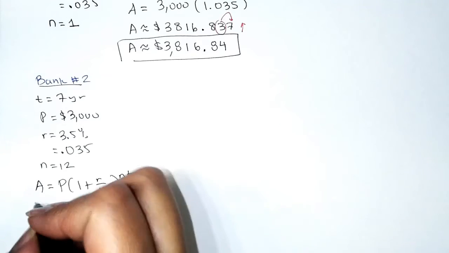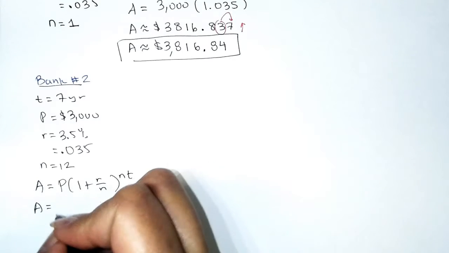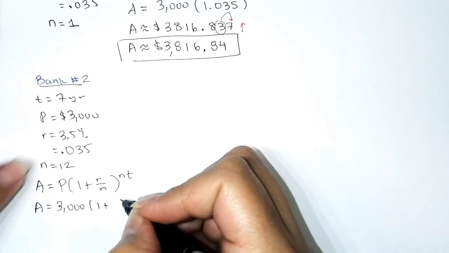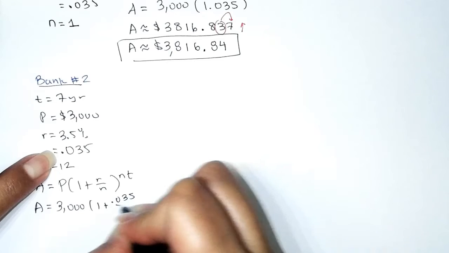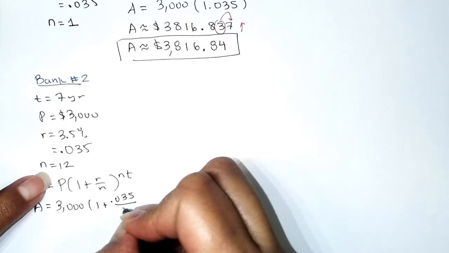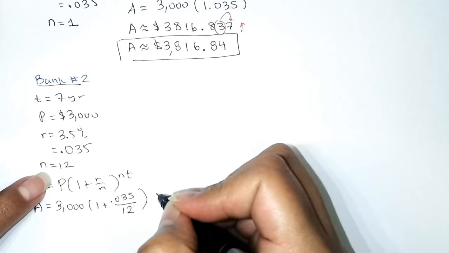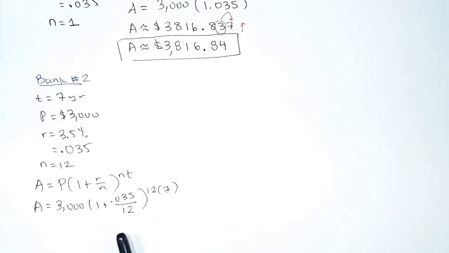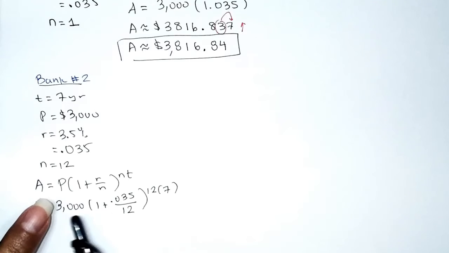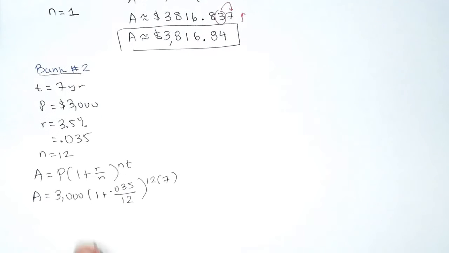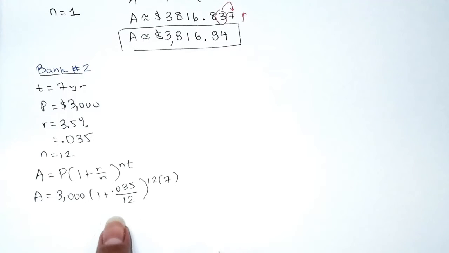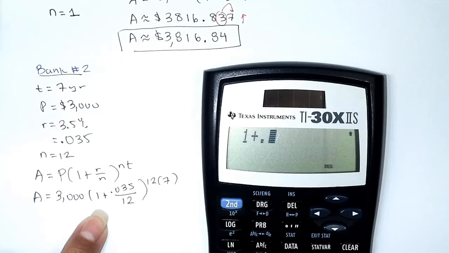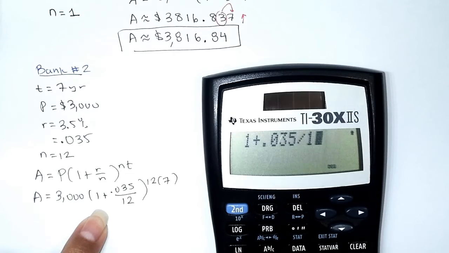The final amount is given by the principal, 3,000, times 1 plus R over N. The rate is 0.035 and the interest is compounded 12 times a year, raised to the NT, so N is 12 and T is 7. This is enough work. The rest is straight computation, so you can go straight to the answer. But let me see if I can get a nice decimal. Let's add: we have 1 plus 0.035 divided by 12.